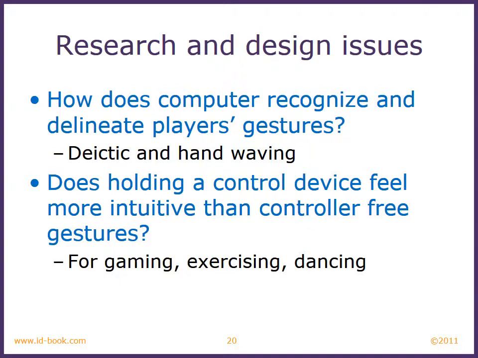A key design concern for using air-based gestural input is to consider how a computer system recognizes and delineates the user's gesture. In particular, how does it determine the start and end point of a hand or arm movement? And how does it know the difference between a gesture and hand waving that is used to emphasize what is being said verbally?